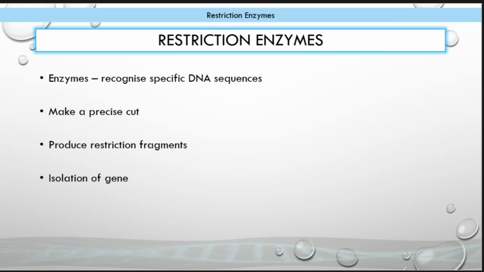Restriction enzyme is a particular group of enzymes that recognize a specific sequence in the DNA strand and then make a precise cut. The action of the restriction enzyme produces restriction fragments that can be further used for DNA fingerprinting. Restriction enzymes are also used for the isolation of the gene of choice from the genome.